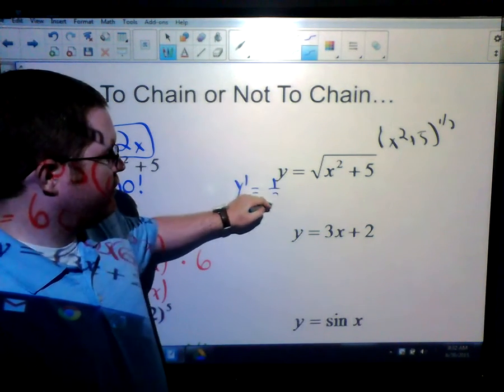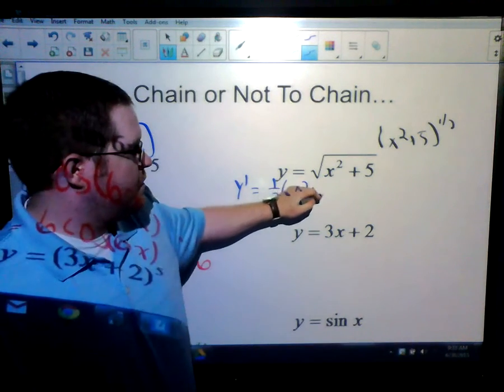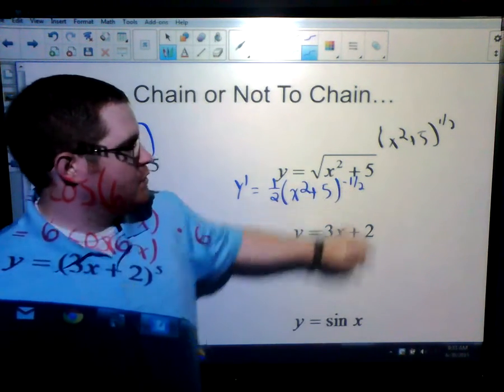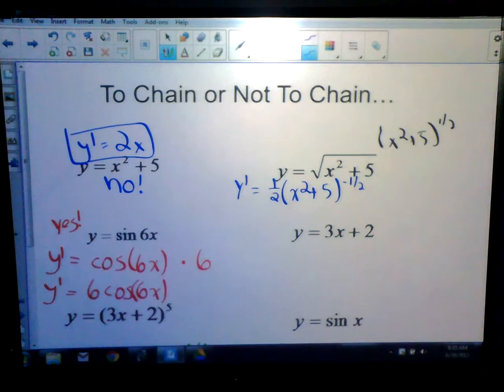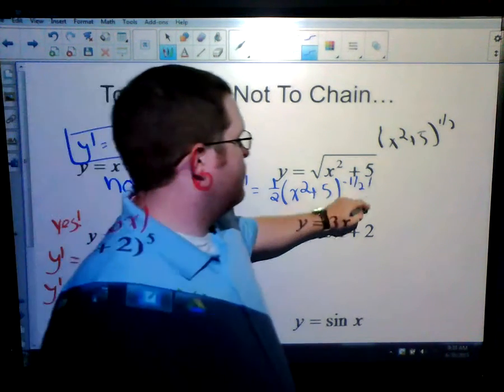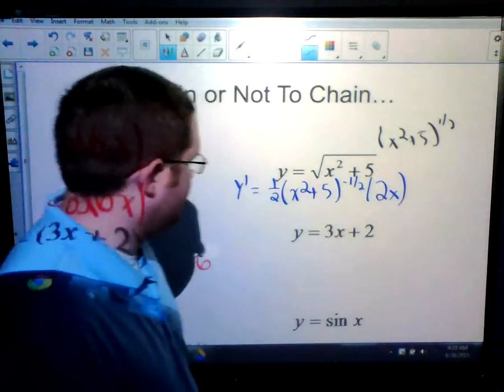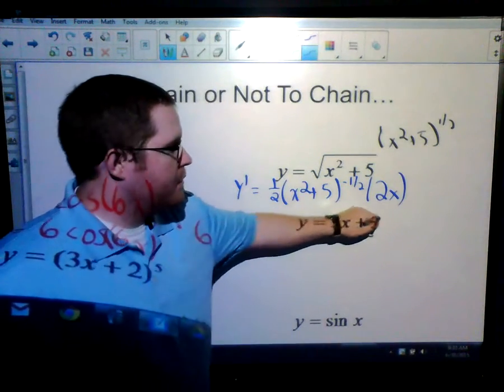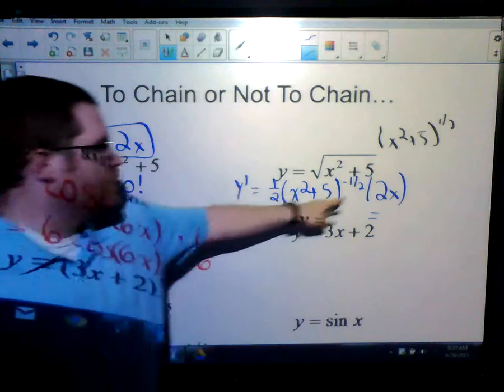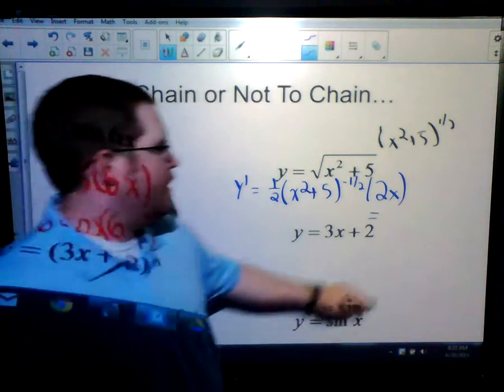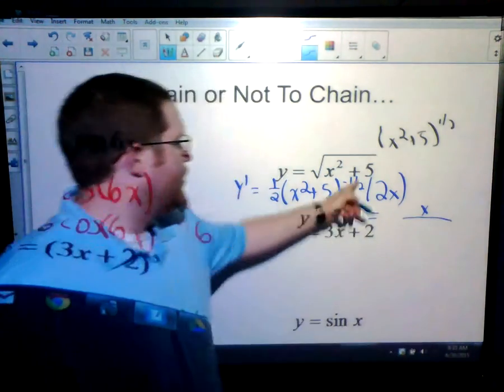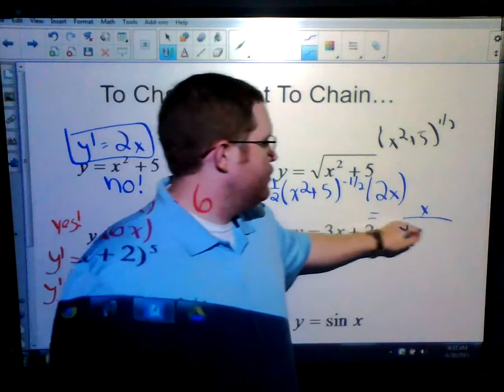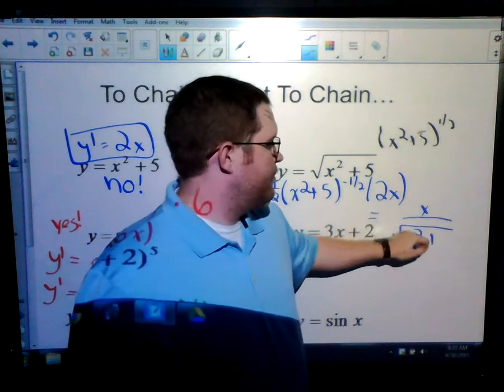Outside, I get the 1/2. The inside stays the same, to the negative 1/2. If you subtract 1 from 1/2, you get negative 1/2. Times the derivative of the inside, which is 2x. Cleaning this up, the 2 and the 1/2 are going to cancel out, so I'm just left with x. This will go on bottom as a square root, x squared plus 5.